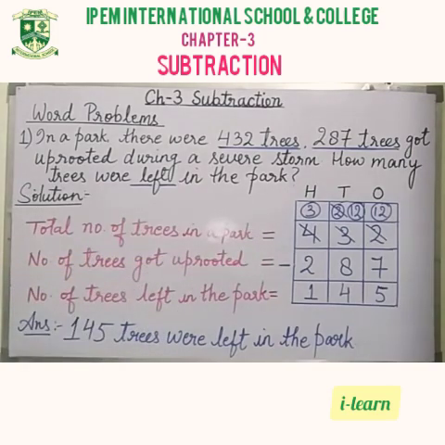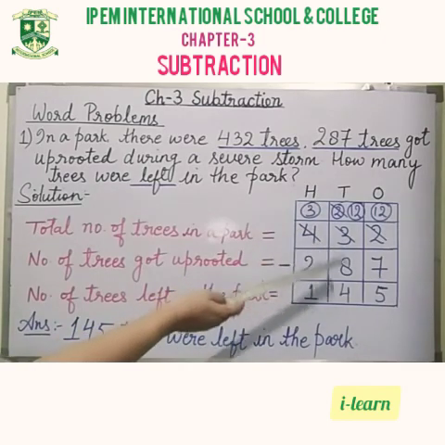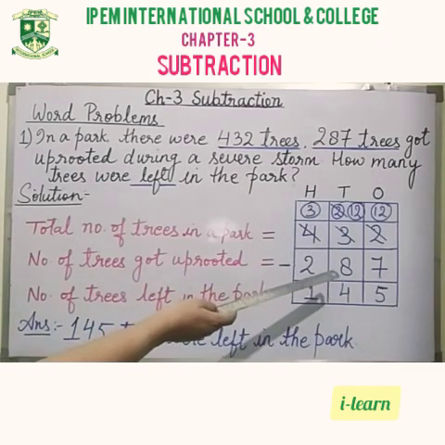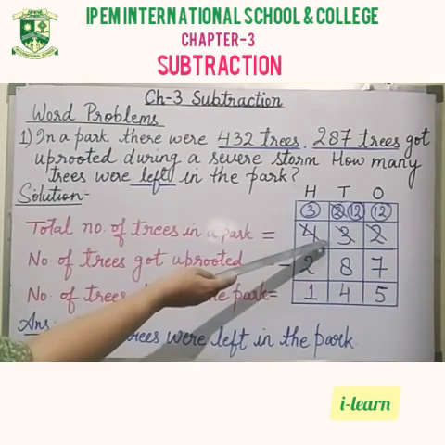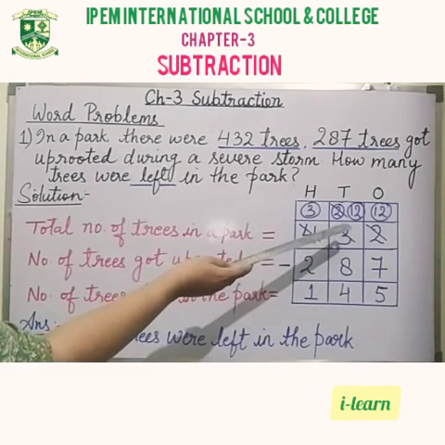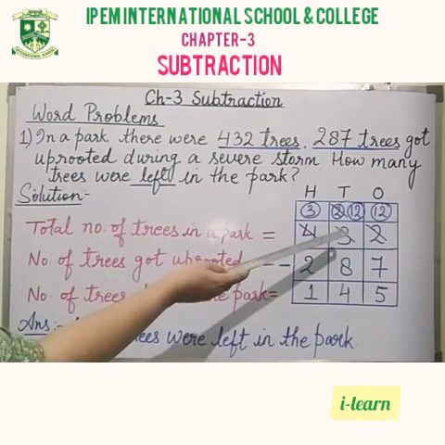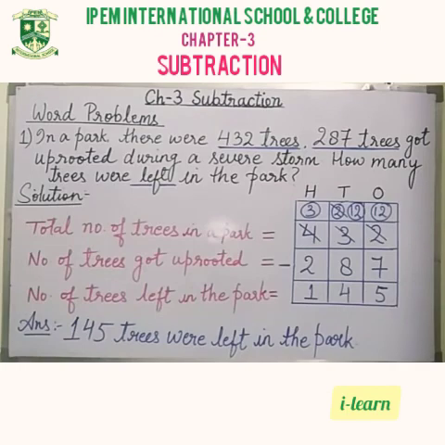Now we will start doing subtraction from ones place. 2 minus 7. 7 cannot be subtracted from 2 as 7 is bigger than 2. So what will we do? We will borrow one from the previous place, that is from 3, and this 2 will become 12. So 12 minus 7 is equal to 5.